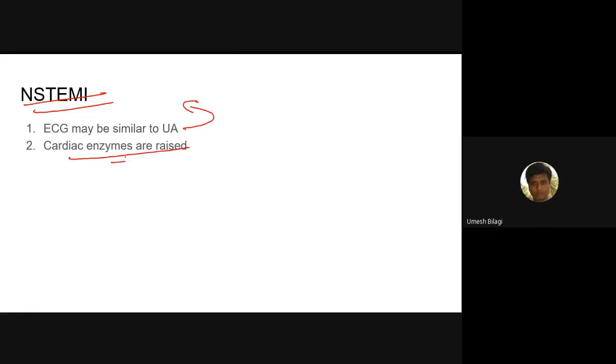The cardiac enzymes are raised here because there is an infarct. That is the reason. That's how we differentiate between unstable angina and NSTEMI, by these enzymes only actually. Severity of pain will all be more, but this is the way we differentiate.